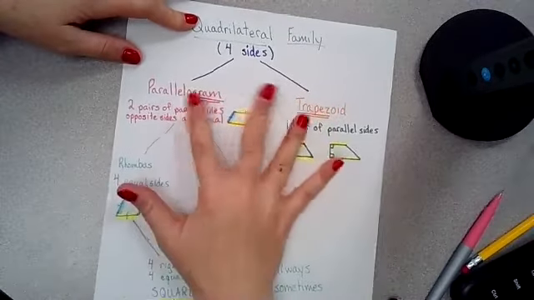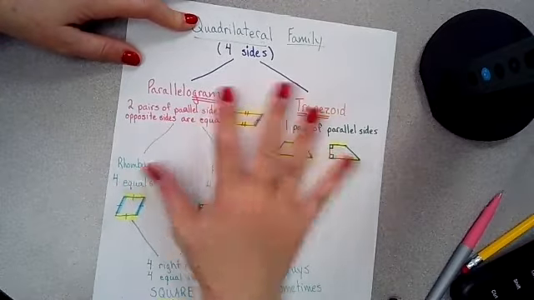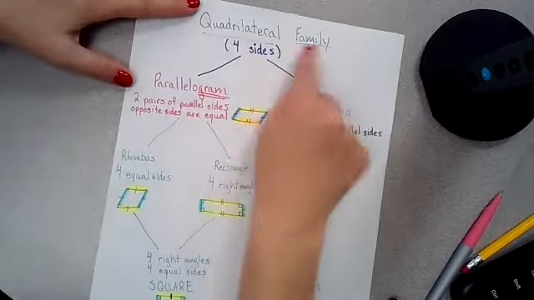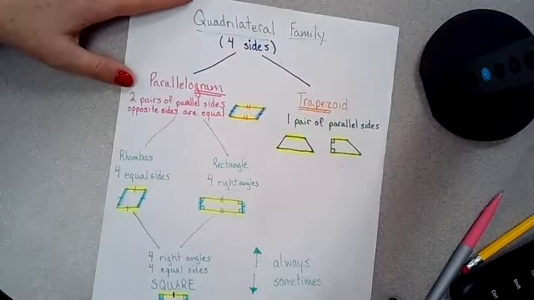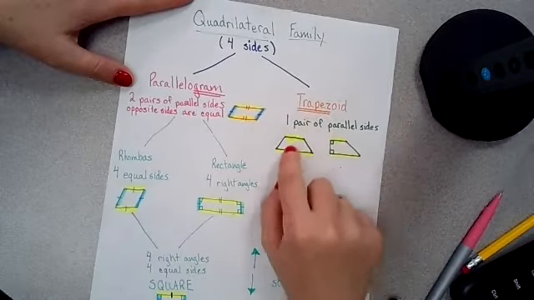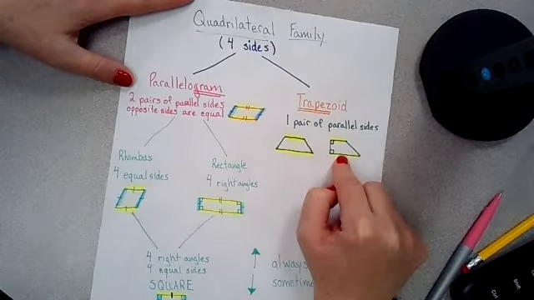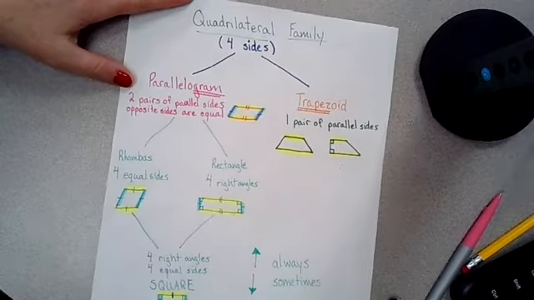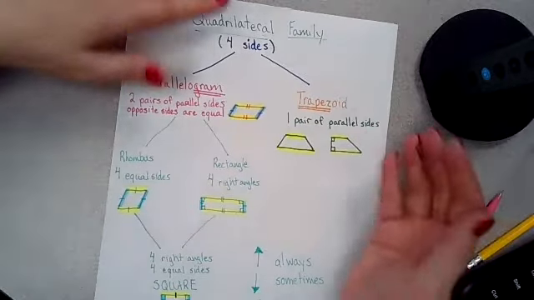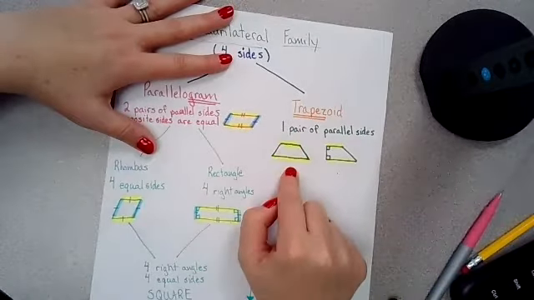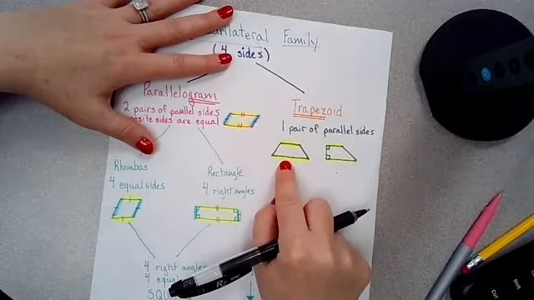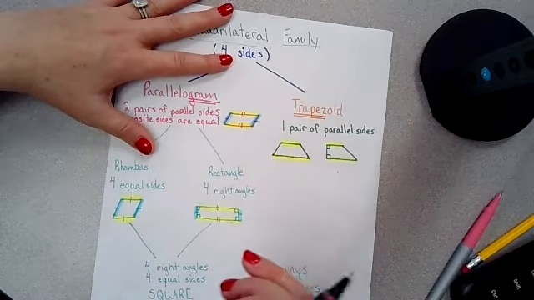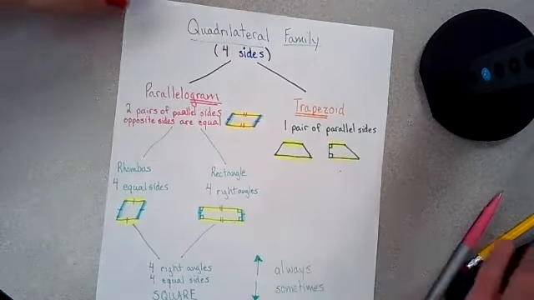Graham and Trapeze, they are brothers, okay? And they both have 4 sides. That's what makes them part of the quadrilateral family. But Trapeze only has 1 pair of parallel sides. Uncle Trapeze, he's got 1 pair. He's only got the top and the bottom, or, you know, he could have the 2 sides as well, but he's only got 1 set of them. So sometimes Uncle Trapeze can look like this, and sometimes he can look like this. But his defining characteristic is that he only has 1 pair of parallel sides, okay?